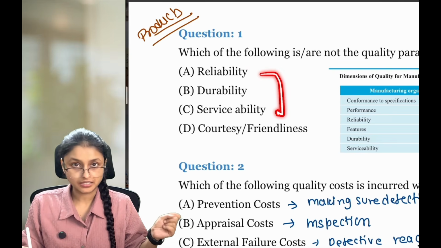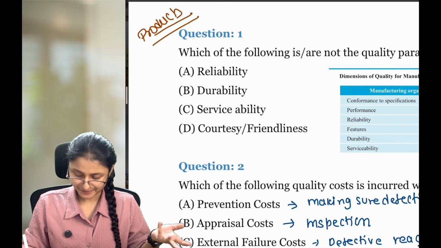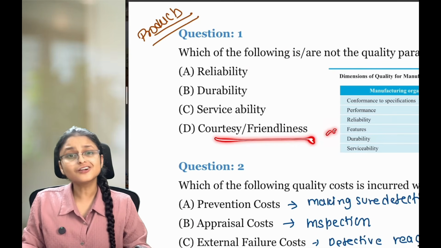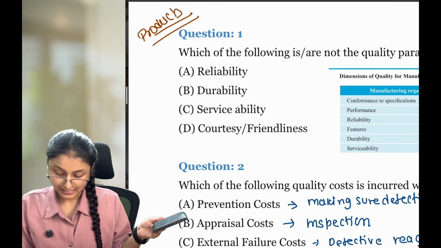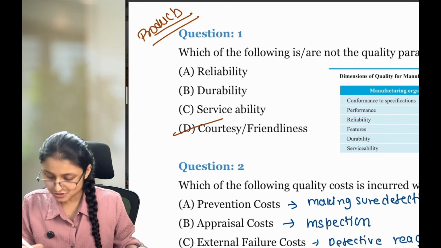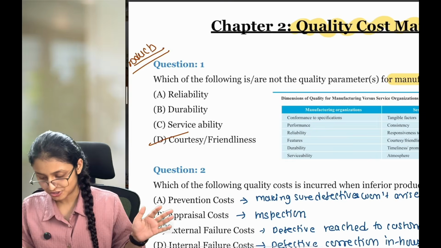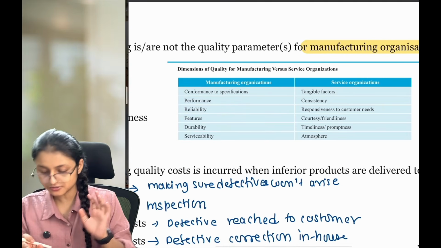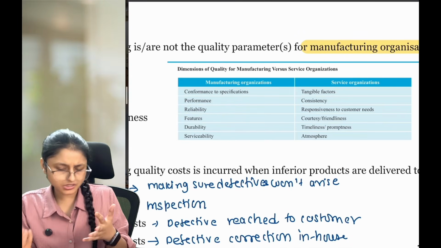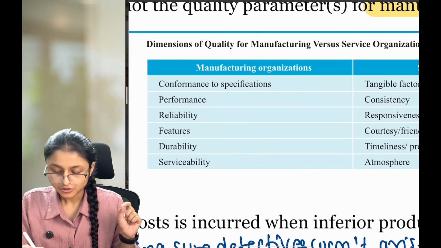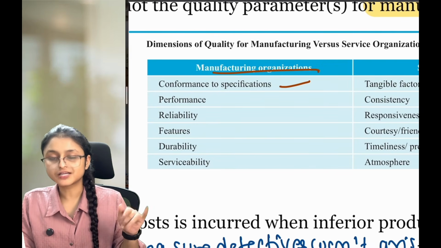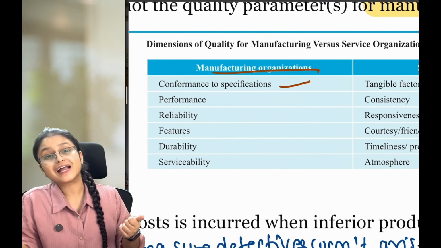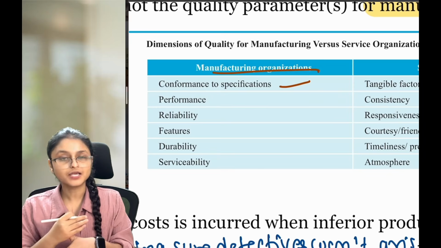That is serviceability. Now all of these are there in the product, but courtesy or friendliness is not applicable to the product specifically. Hence this is not a feature for your manufacturing organization. You can also see this feature so that if the question is changed somewhat, you can handle that also. So a manufacturing organization has conformance to specification. Whatever standards we have set for the products, we are able to fulfill that.